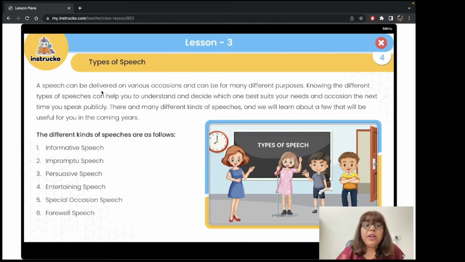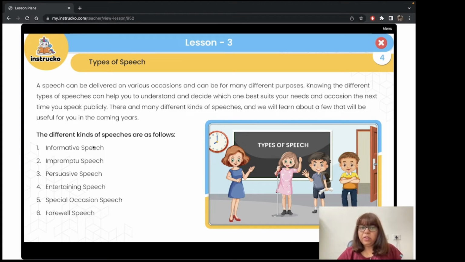Now, there are different types of speech. Today I'll tell you about 6 types of speeches and I'll give you a brief description of each of them. A speech can be delivered on many different occasions and for many different purposes. Knowing the different types of speeches can help you understand and decide which one best suits your needs and the occasion next time you speak publicly. There are many different kinds of speeches and we will learn about a few that will be useful for you in the coming years.